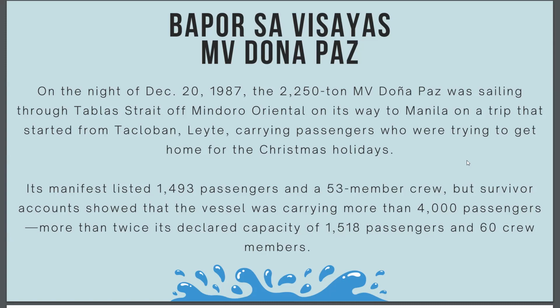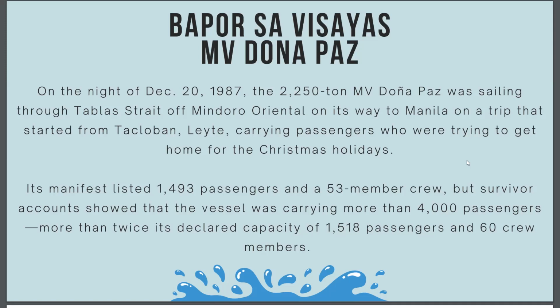Its manifest listed 1,493 passengers and a 53-member crew, but survivors' accounts showed that the vessel was carrying more than 4,000 passengers, more than twice its declared capacity of 1,518 passengers and 60 crew members.